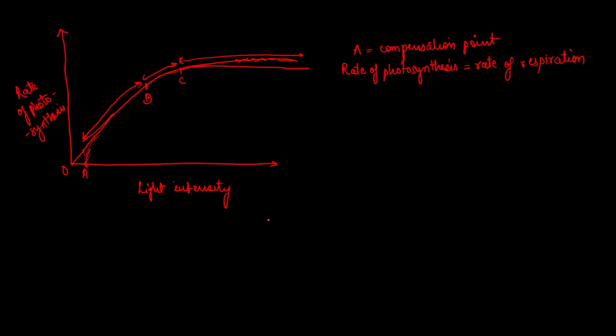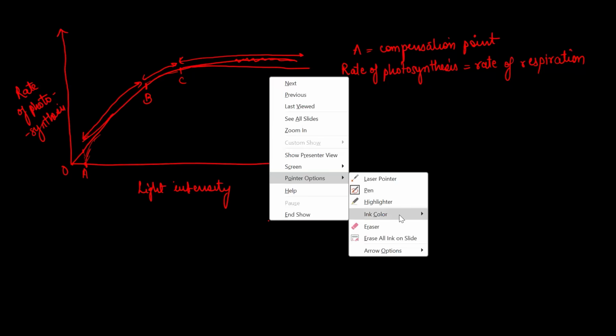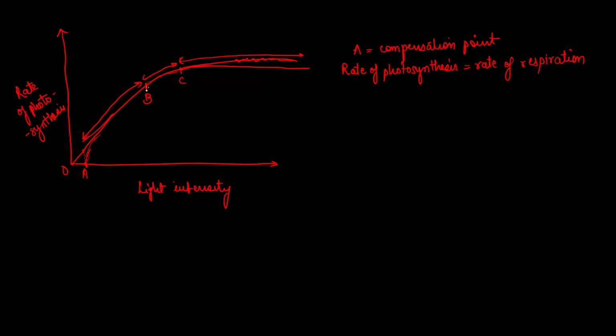Now, second is what we are seeing. There is this B point, and then there is the C point. From the C point, you have achieved the maximum rate, because after this it has saturated. So this is your maximum rate, right?